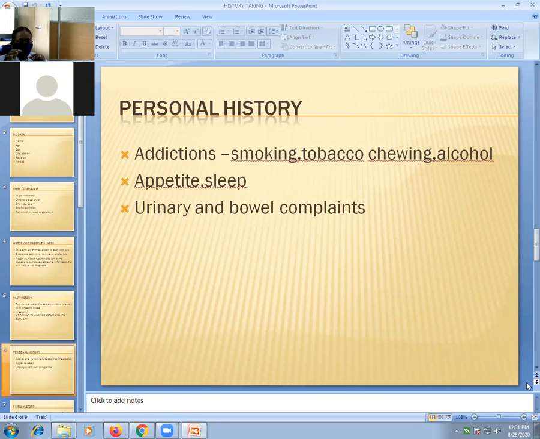Then about the appetite and about the sleep. Whether sleep is good or disturbed, whether appetite is good or poor. Then any urinary and bowel complaints. No problem with passing urine or problem with defecation. Any constipation, diarrhea, etc. or burning micturition, hematuria, etc. So urinary and bowel complaints. So this point should be asked in personal history. Habits, appetite, sleep, urinary and bowel complaints in personal history.